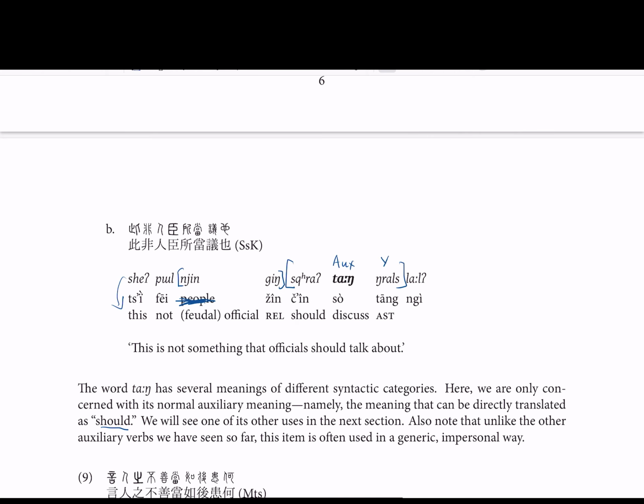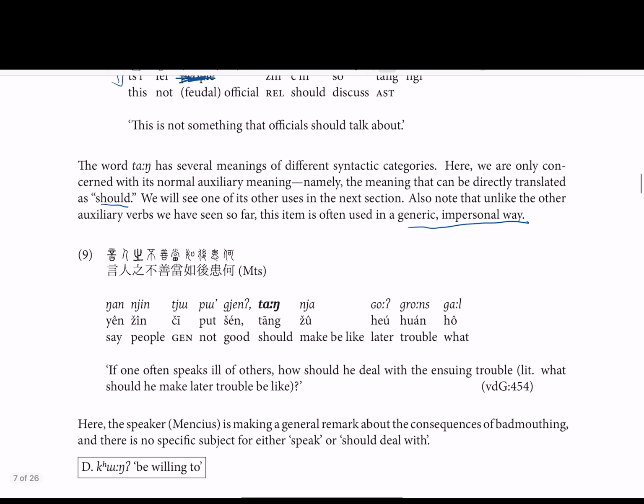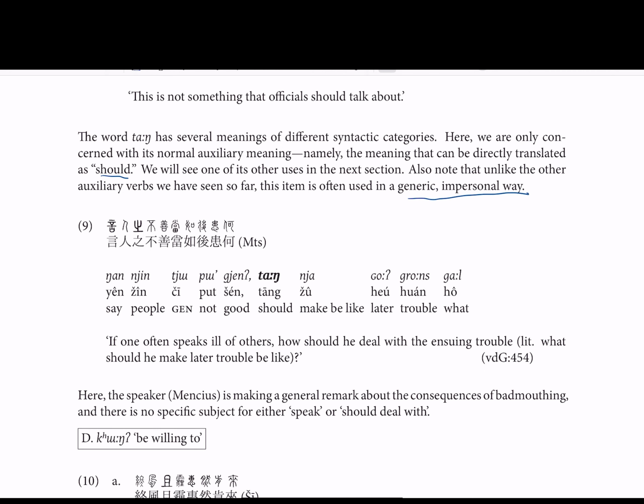Also note that unlike the other auxiliary verbs we have seen so far, this item is often used in a generic, impersonal way, as in the sentence in 9. If one often speaks ill of others, how should he deal with ensuing trouble? Again, we have the verb ngan, to say, which takes a clausal object. So here's the object clause, which is again nominalized by the genitive marker 2.